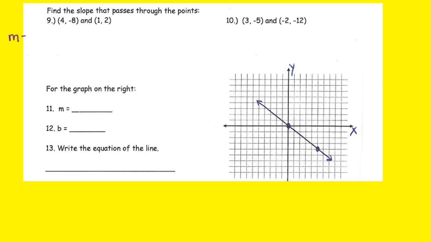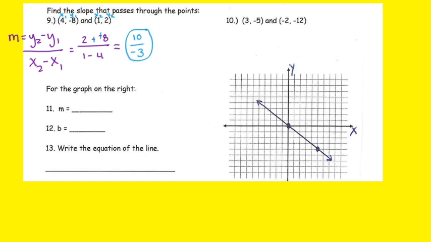On number 9, we use our slope formula to solve for our slope. Remember that a negative minus a negative number is positive. We don't want to make that small error. Number 10, we do the same thing, really watching our negatives. And we see a negative divided by a negative is obviously going to be a positive slope.